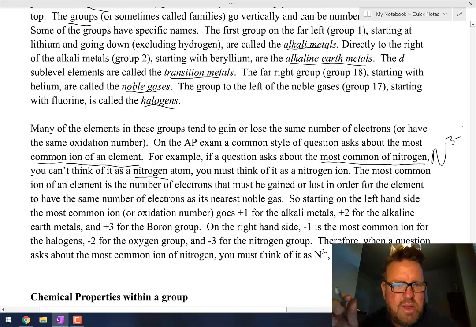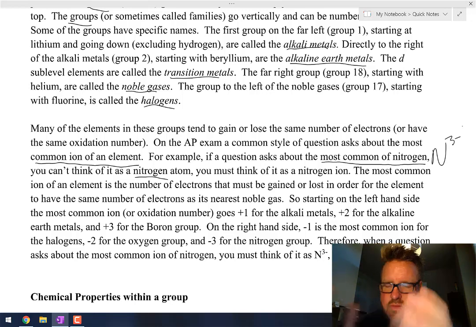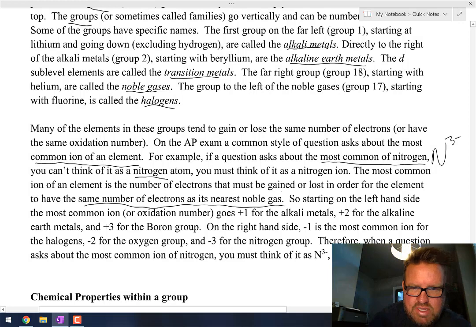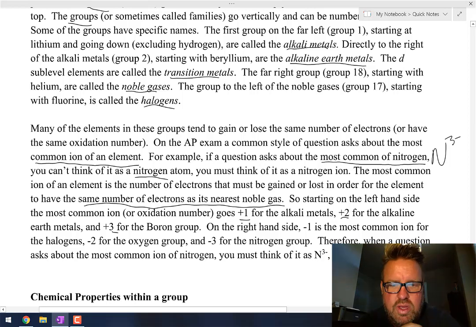Okay, so the most common ion of an element is the number of electrons that must be gained or lost in order for the element to be isoelectronic with one of the noble gases, to have the same number of electrons as its nearest noble gas. So again, we've got +1, +2, +3, like I already said. These are all +1, these are +2, these are +3. And then the fluorine group, the halogens we call them, are -1. The oxygen group is -2, and the nitrogen group is -3.